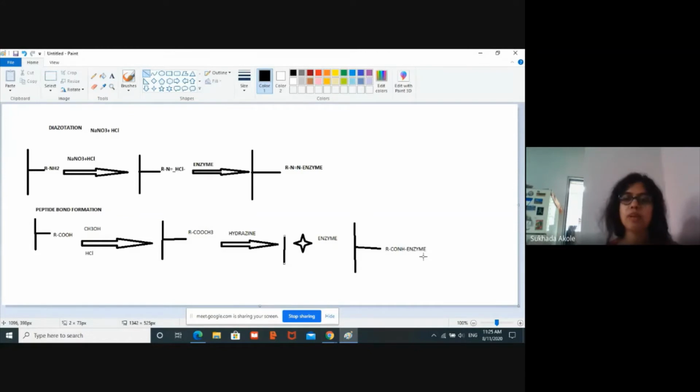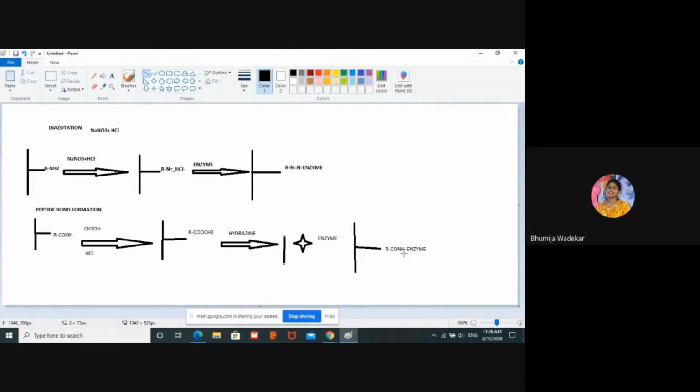So basically what we have done is we have attached an amine group to the inert support surface such that another amine group formed by enzyme can come and attach here, thereby creating a peptide bond. Clear? Yes, ma'am. Okay.